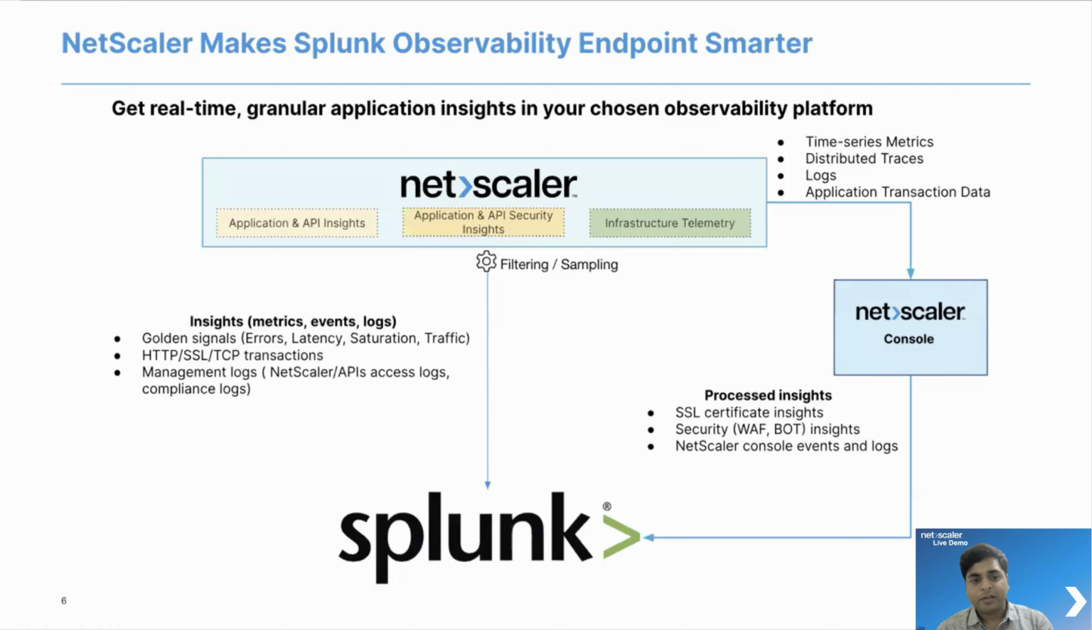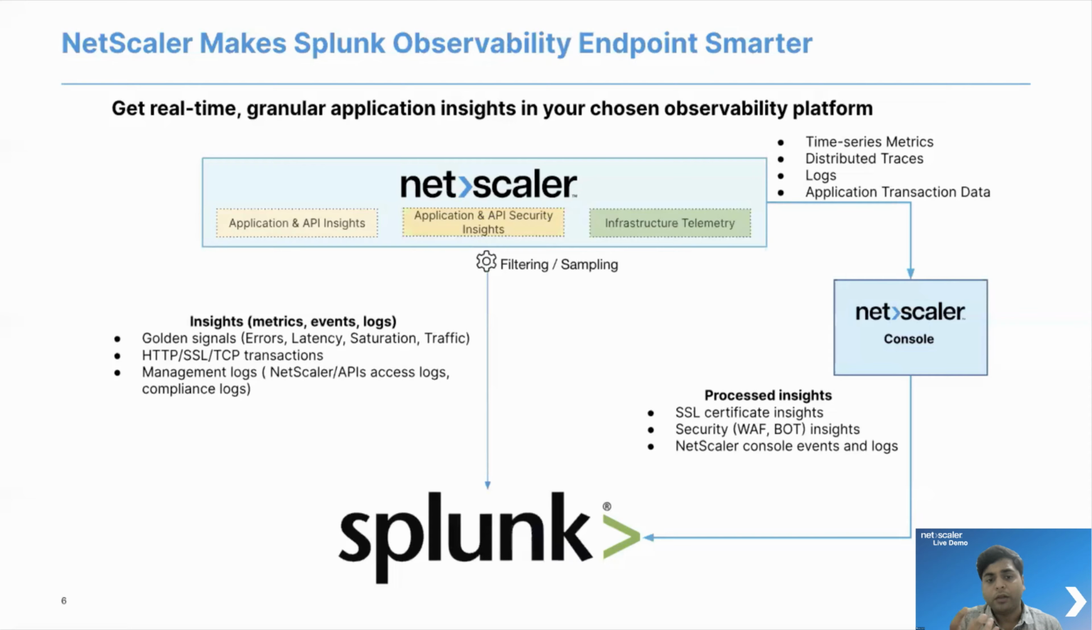So like I mentioned, the NetScaler has this application security and infrastructure telemetry. You can take this data directly from NetScaler and export it to the Splunk. So we call these NetScaler insights: metrics, events, logs, classified into buckets like golden signals, the protocol usage metrics, or the management logs.